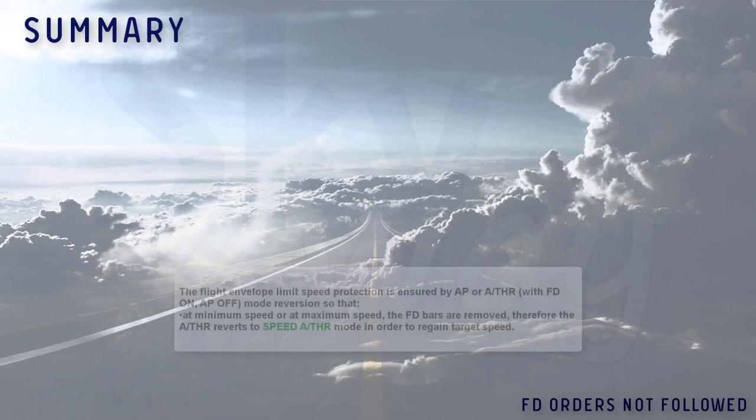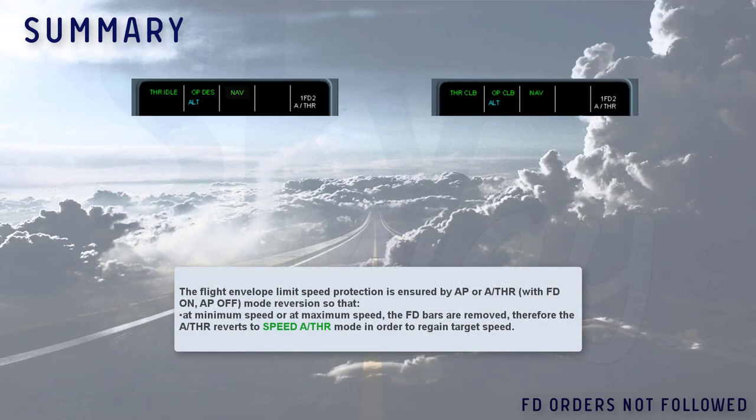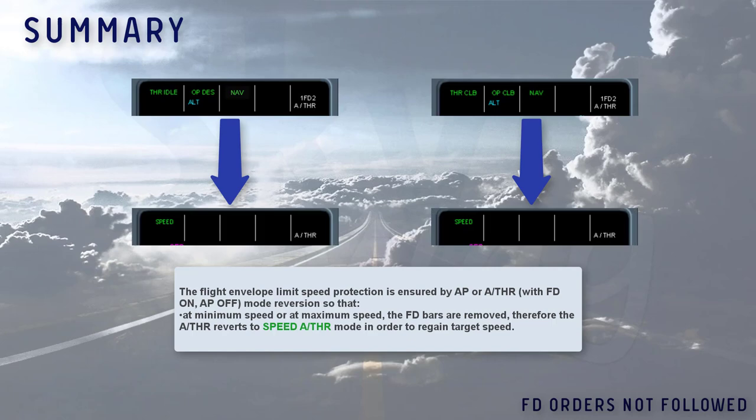The flight envelope limit speed protection is ensured by autopilot or autothrust. With flight director on, autopilot off, mode reversion occurs, so that at minimum speed or at maximum speed, the flight director bars are removed. Therefore, the autothrust reverts to speed thrust mode in order to regain target speed.